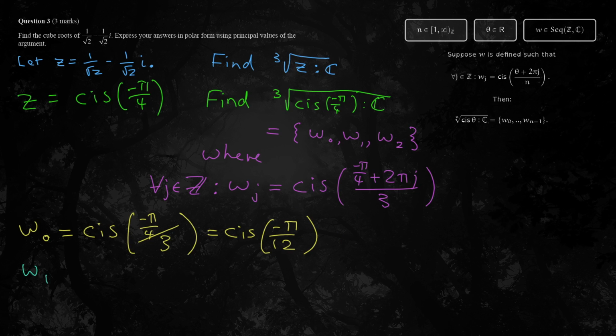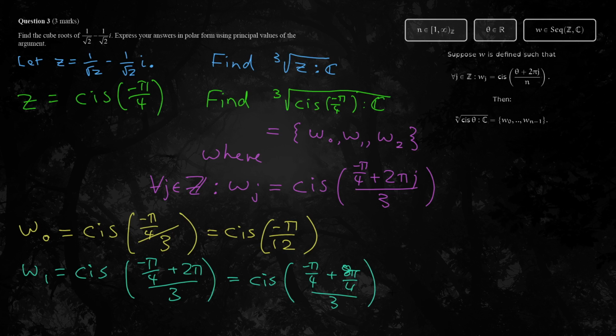Okay, let's go ahead and find w1. So this will be cis of pretty much the same thing as above, but we have to add 2 pi here because j equals 1, over 3. And let's just clean it up. So negative pi on 4 plus 2 pi is going to become negative pi on 4 plus 8 pi over 4, all over 3. This will be cis of, so negative pi plus 8 pi is 7 pi over 4, over 3 is over 12. And so there's our w1. That's our second solution.